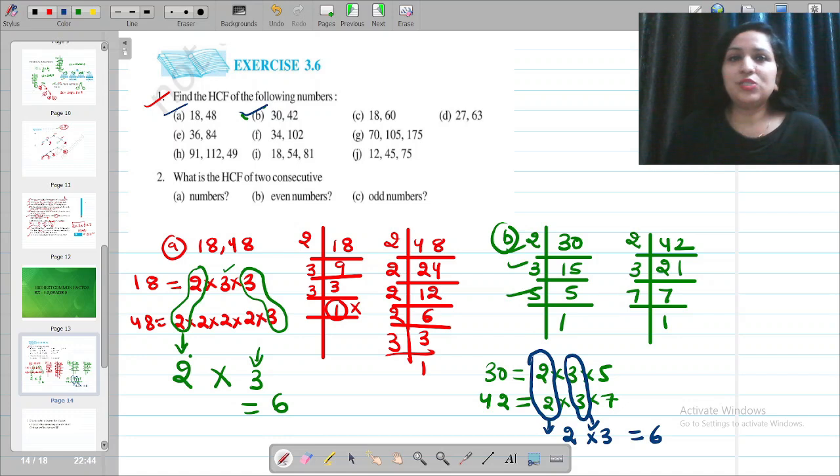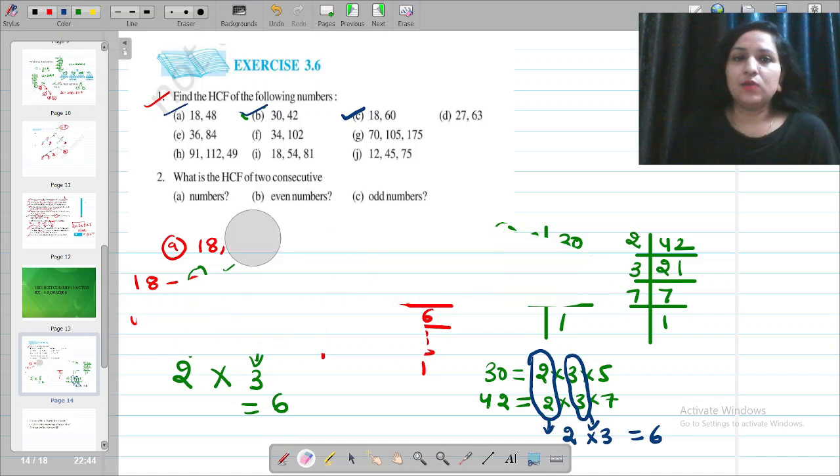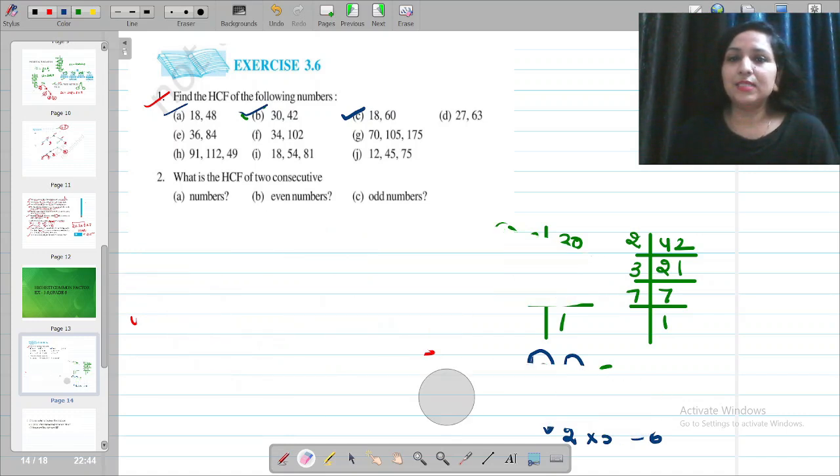Right? Now let's do one thing. I will pick this number 18 and 60. We'll use some other method for finding the highest common factor now. Till now I have used prime factorization. Now I will be using the division method for the same. Let's go ahead. Now C part is 18 and 60.